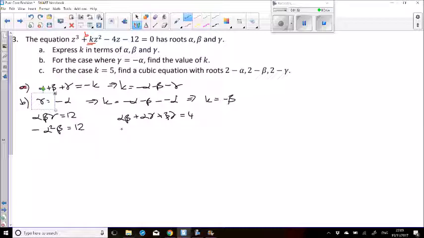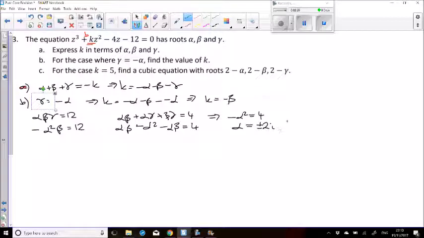So gamma is minus alpha, that's alpha beta minus alpha squared minus alpha beta must equal negative 4. So minus alpha squared must equal negative 4. So alpha is plus or minus 2i.